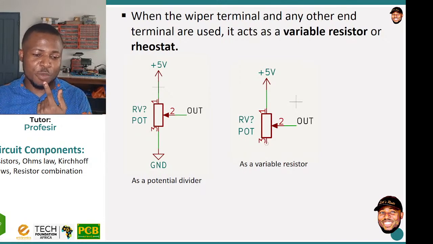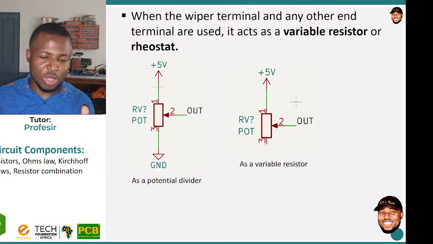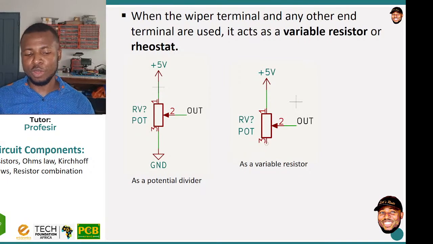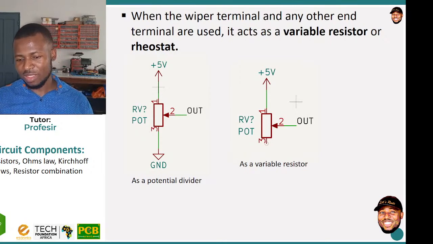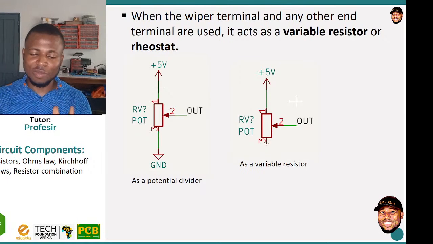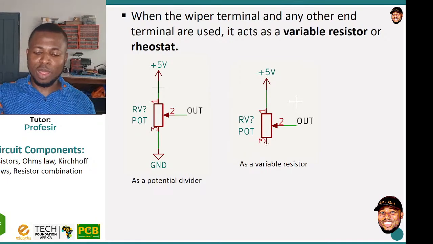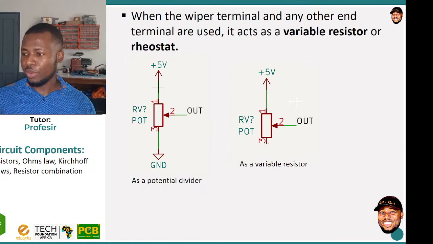If I connect 5 volts to pin 1, ground to pin 3, and the middle as an output to anything, this is a potential divider configuration. Is that okay? But if I connect only two pins, pin one and the wiper, or the wiper and any other pin, then I have connected it as a variable resistor. In this case, it's going to function as a variable resistor. Is that okay? So take note of that. So these are the two ways you could configure a manual potentiometer as a variable resistor.